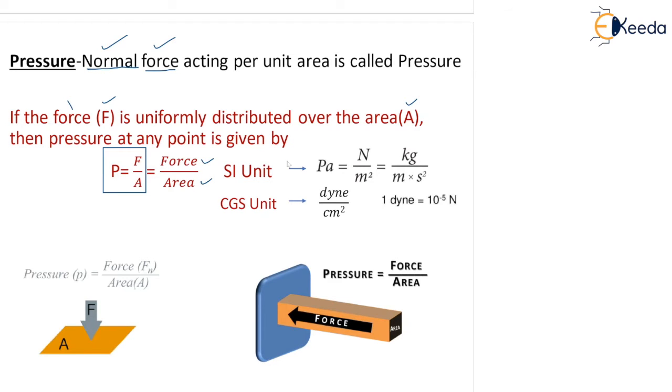What is the SI unit? SI unit is Pascal, also written as Newton per meter square, which is equal to kg divided by meter into second square. So if you expand the Newton, you will be getting Newton is nothing but kg meter per second square divided by meter square. You will get this particular SI unit for pressure. In the CGS unit, we are having dyne per centimeter square. What is 1 dyne? 1 dyne is equal to 10 to the power of minus 5 Newton. So dyne per centimeter square is also a unit of pressure.